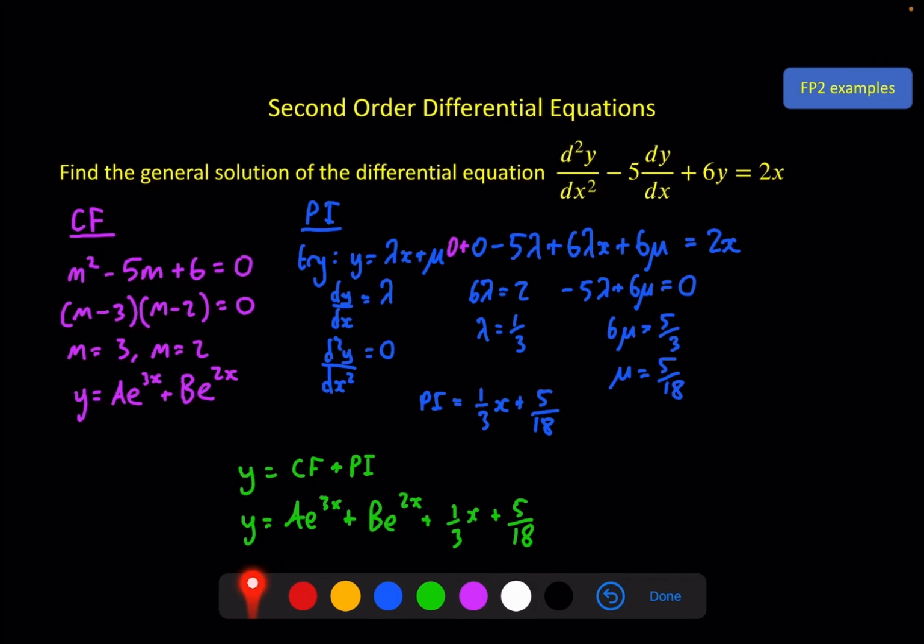Now, because we're focused on the particular integral in this video, the next 2 examples will have the same equation on the left-hand side, so it will be the same complementary function each time, and I'm just going to change the function on the right.